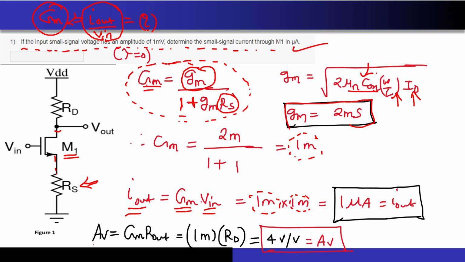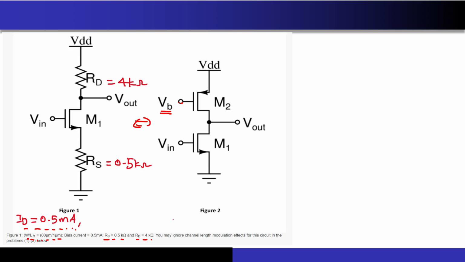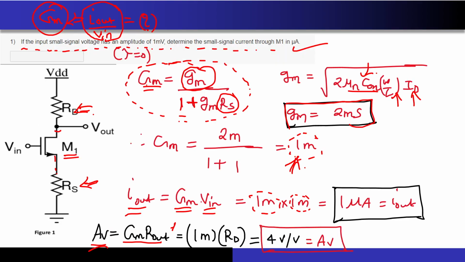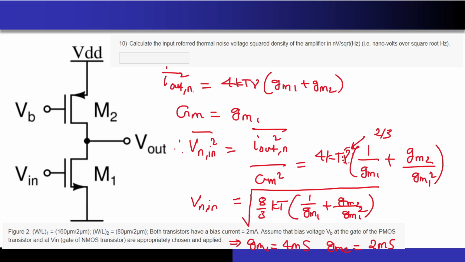If I try to calculate the gain of the circuit, it will be the capital GM times R out. Capital GM is 1 millisiemens. The R out is equal to RD, which has been given in the question as 4 kilo ohms. So that's how I got the gain of the circuit as 4 volts per volt. So, two very easy questions. Now coming to the third question. Again they have given the dimensions over here. The biasing current for the transistor is 2 milliampere.